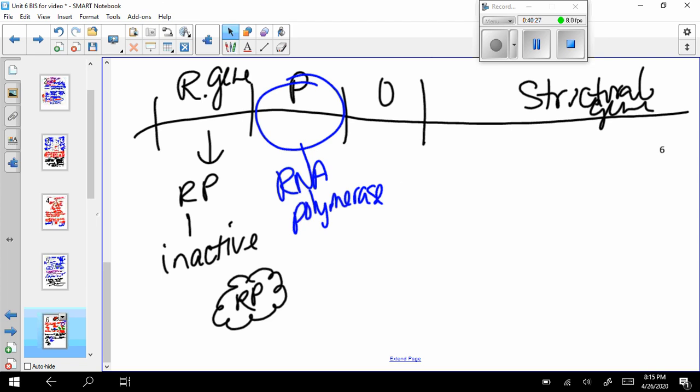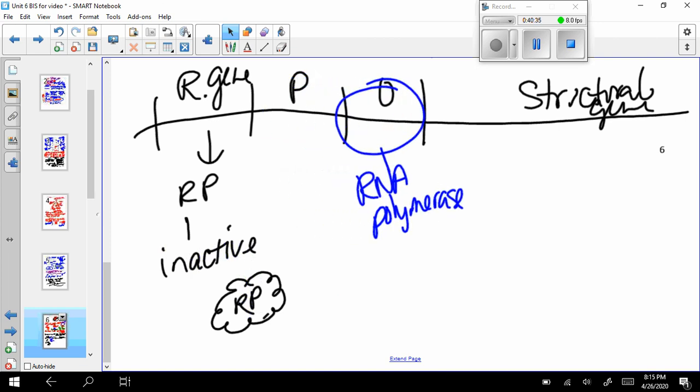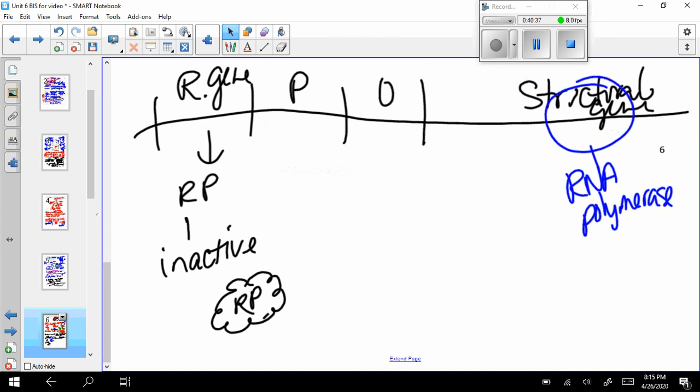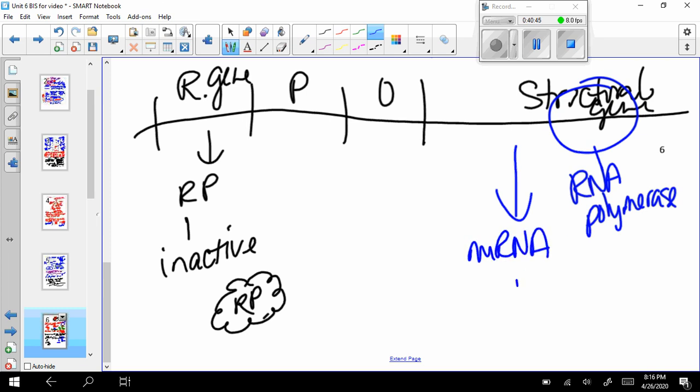Since my repressor protein is inactive, it's going to stay down here. My RNA polymerase is going to be able to go right along. It doesn't have anything blocking it. Because it doesn't have anything blocking it, this is going to make messenger RNA. And that's going to go ahead and build a protein. And the protein is tryptophan.